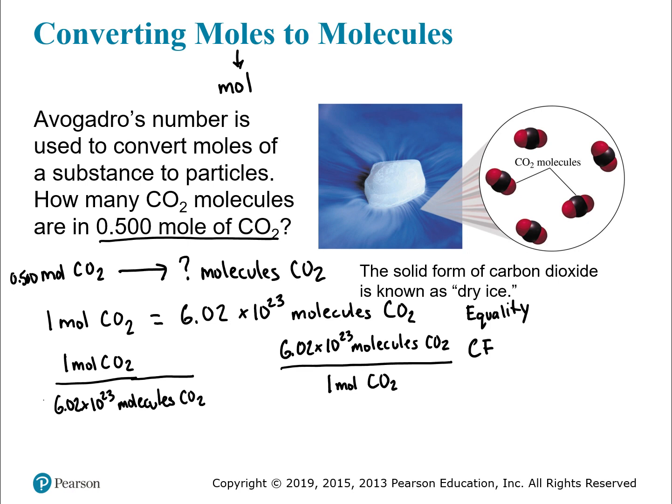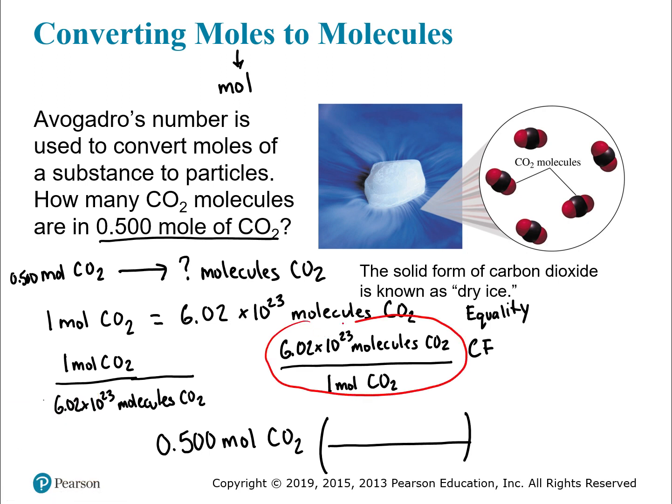Now we have to decide which one of these we want to use. Starting with 0.500 moles of carbon dioxide, we need to cancel out moles and end up with molecules. Moles of carbon dioxide is currently in the numerator. To cancel it out, we need the conversion factor with moles in the denominator, or the bottom. So we're going to use this one, the second one.